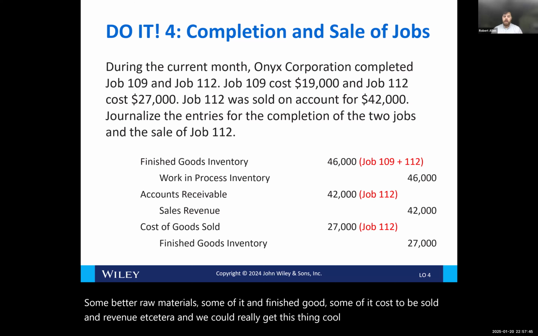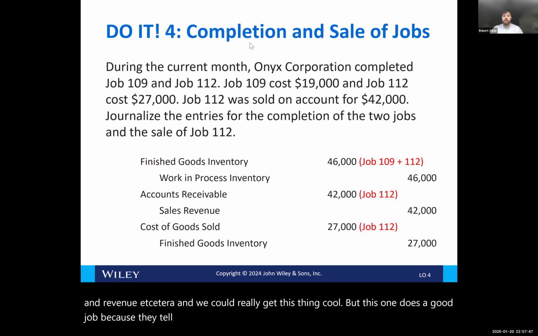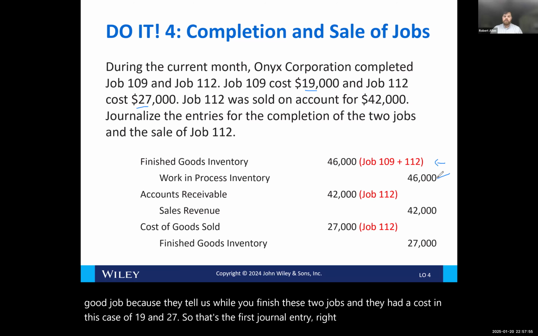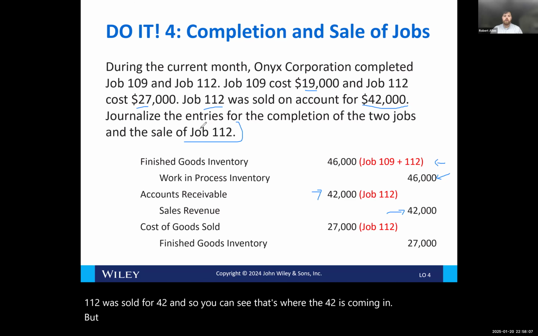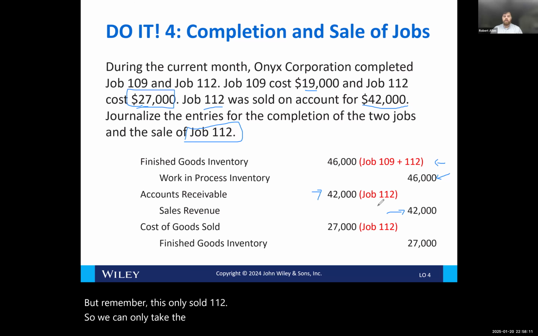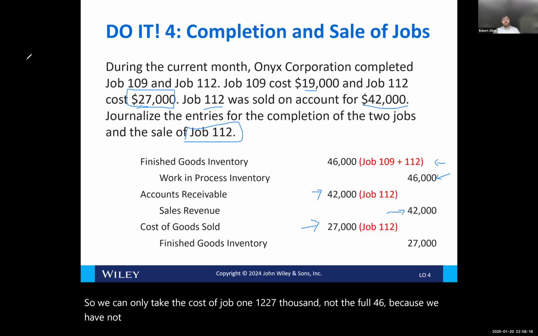But this one does a good job because they tell us, well, you finished these two jobs and they had a cost, in this case, of 19 and 27. So that's the first journal entry right here. 19 plus 27 is 46,000. Job 112 was sold for 42. And so you can see that's where the 42 is coming in. But remember, this only sold 112. So we can only take the cost of job 112, 27,000, not the full 46, because we have not sold job 109 yet. And so you do have to be very careful.